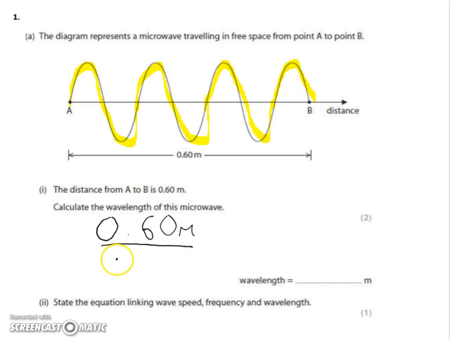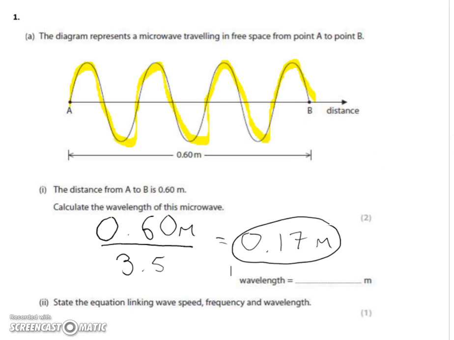So if we want the distance of one wave, we divide that by 3.5, and we get 0.17 meters. Okay, so that's the wavelength of the microwaves.